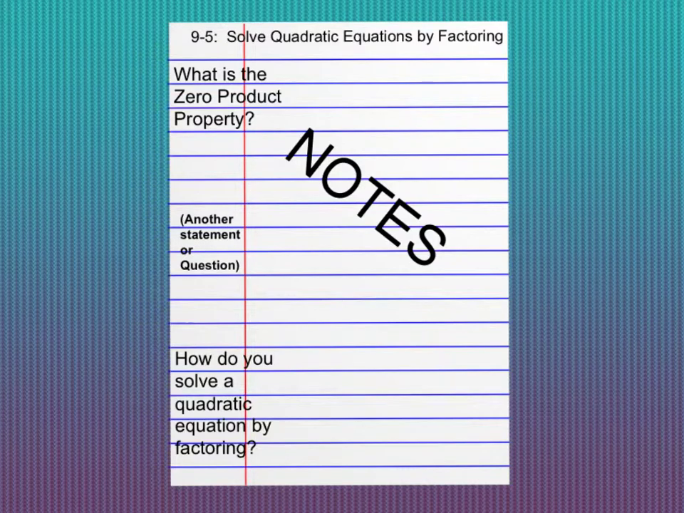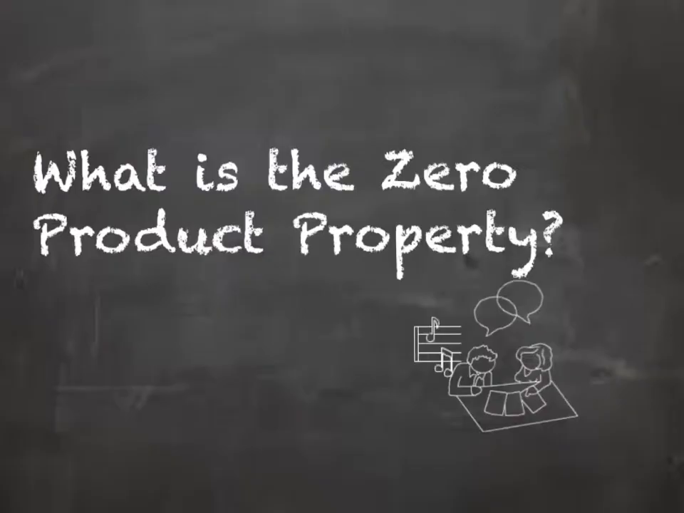Here's an example of what your notes should look like for this video. 9-5, solve quadratic equations by factoring. What is the zero product property? By the end of the video, you'll be able to answer this question.